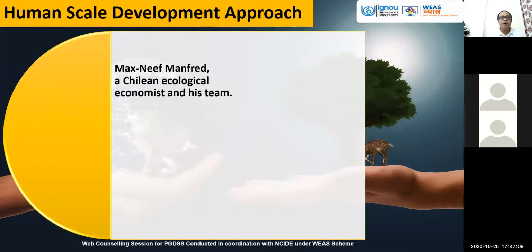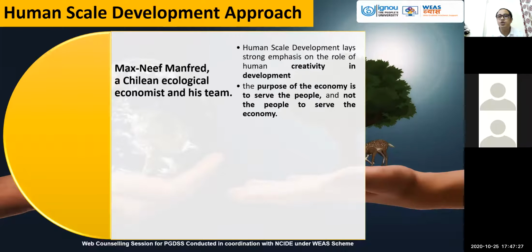So looking from the perspective of different authors, they have proposed a number of human needs theories, especially based on human scale development. One of them is Max-Neef, Manfred, a silent ecological economist, and his team, who proposed a human scale development that lays a strong emphasis on the role of human creativity in development.